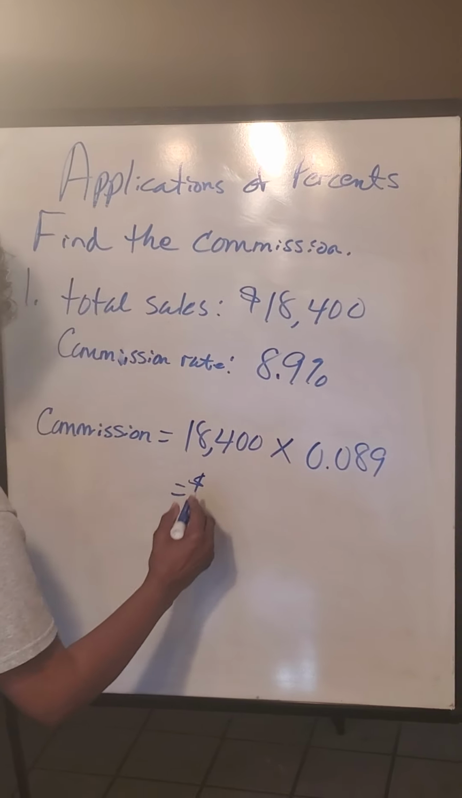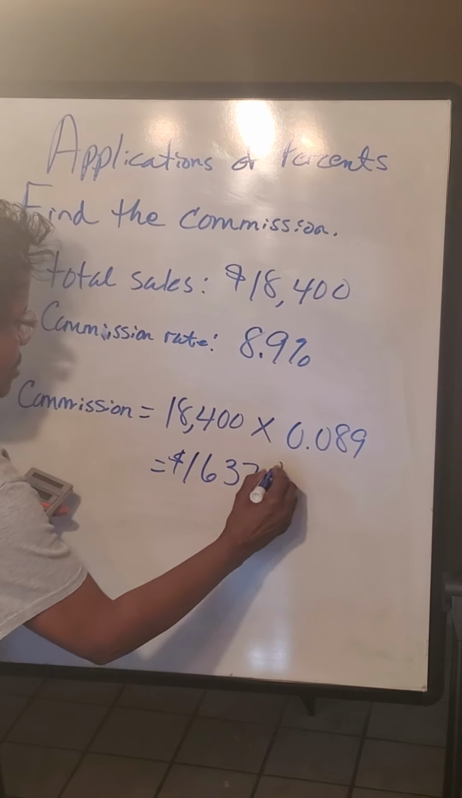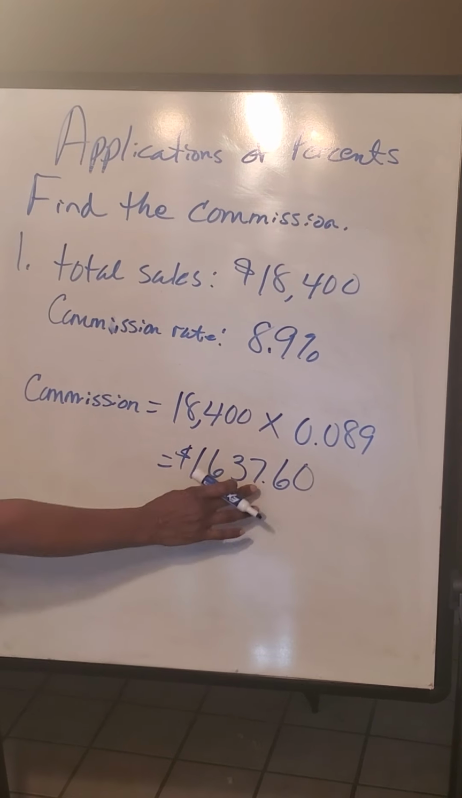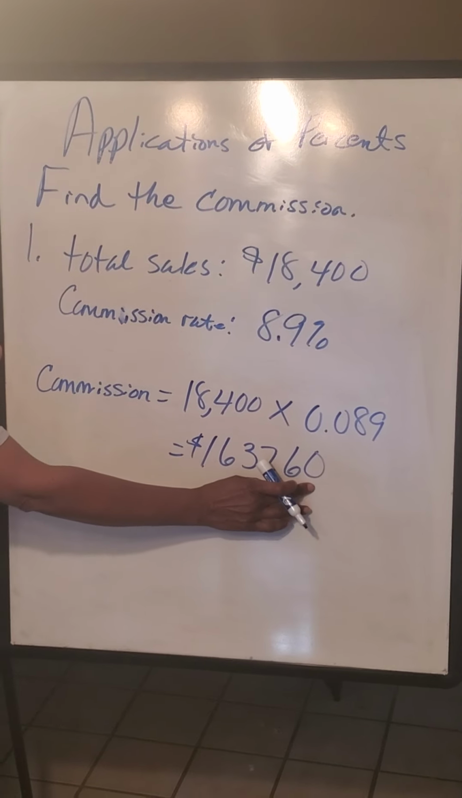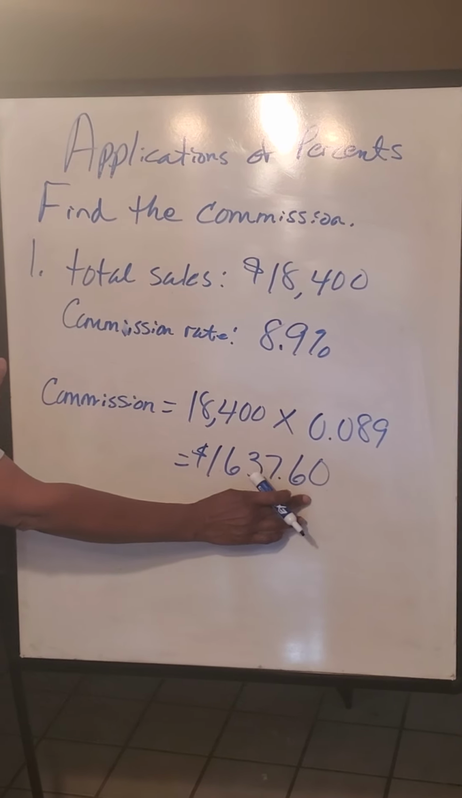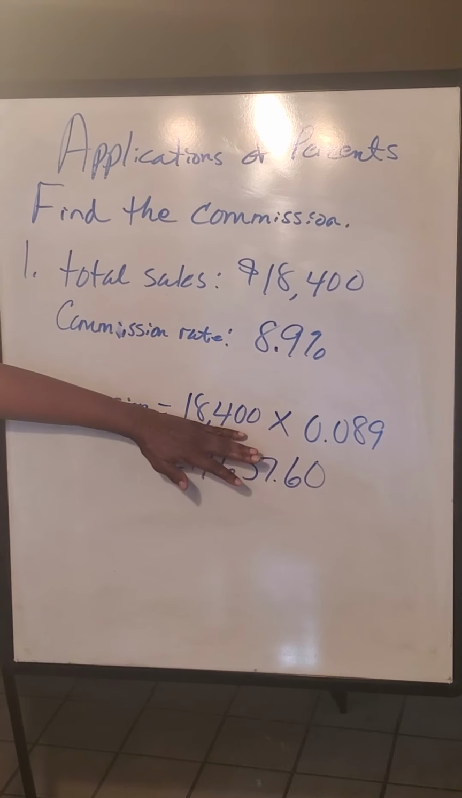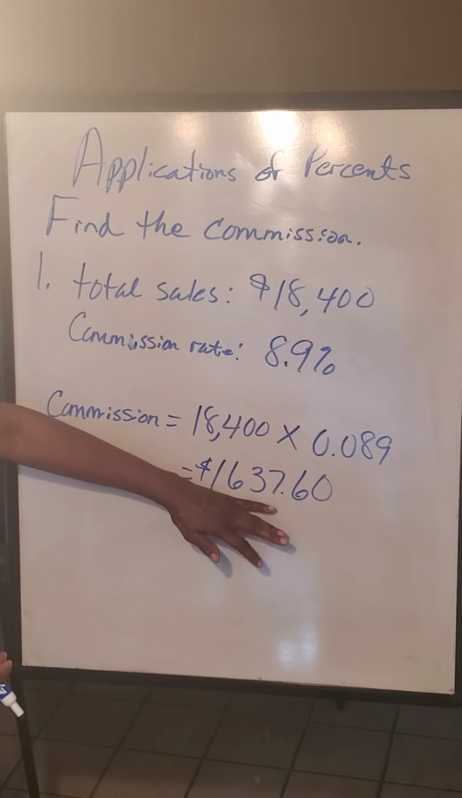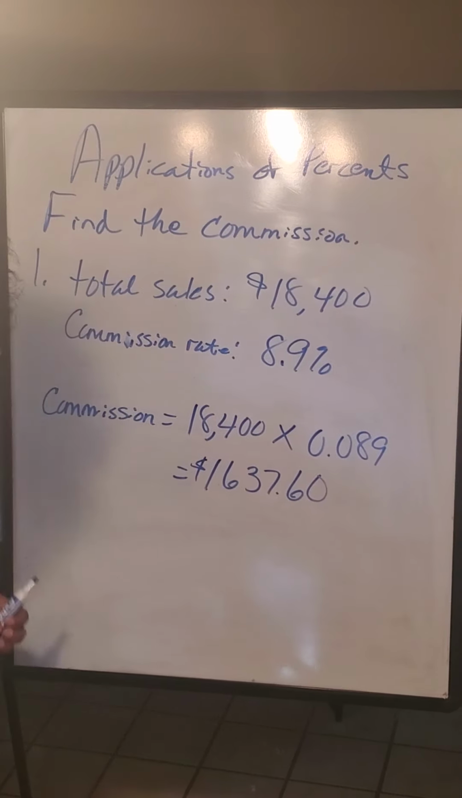Now as we use our calculator and we multiply that, this person's commission will be $1,637.60. Now as you use your calculator, you're going to notice that all you see is a 0.6. You don't see the 0. But remember, cents is given in hundreds, so we're dealing with money. So this is how much money this person will receive off of the total amount of sales, in addition to whatever their salary is.